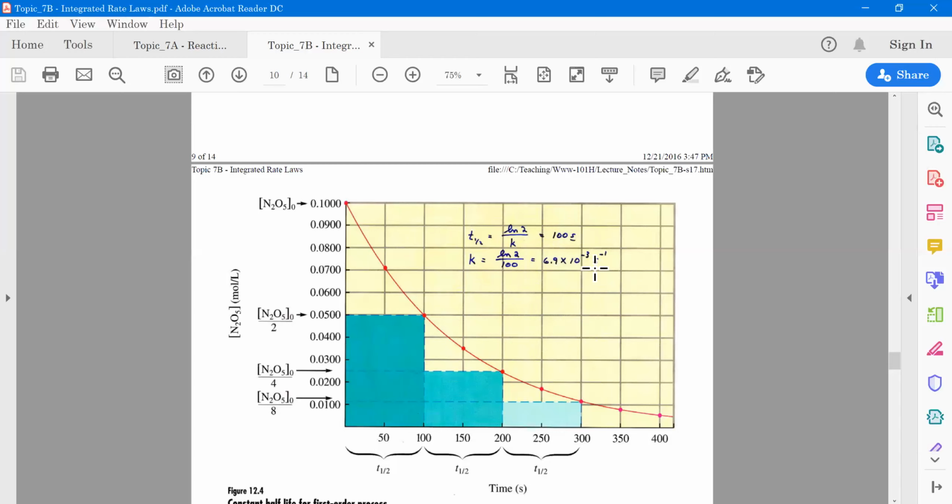That's not possible for a zero or second order reaction because they depend on the initial concentration. So the half-life is not uniquely useful.